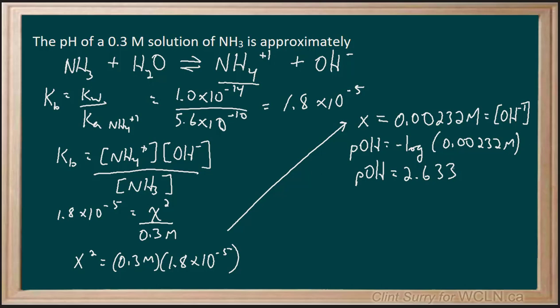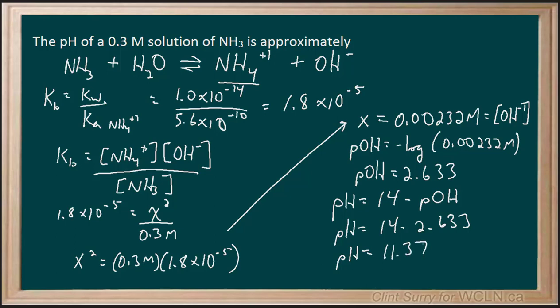We're going to end up with solving for pH now. pH will equal 14 minus the pOH, so the pH equals 14 minus 2.633, so that pH will equal 11.37 approximately. Now, we're given some choices to pick from. They're all rounded to the nearest whole number. So in this case, we're going to settle out at the approximate pH of 11 for this problem.